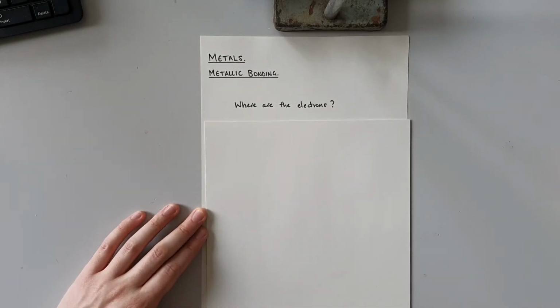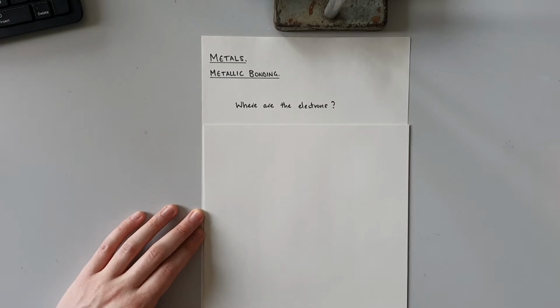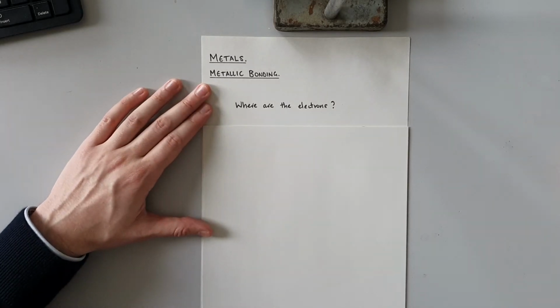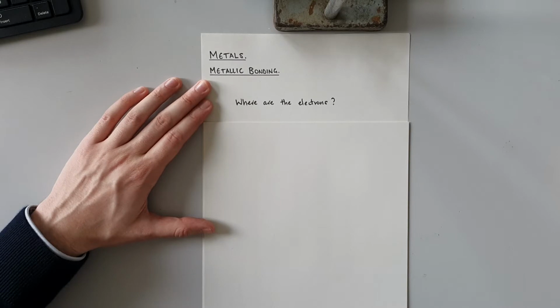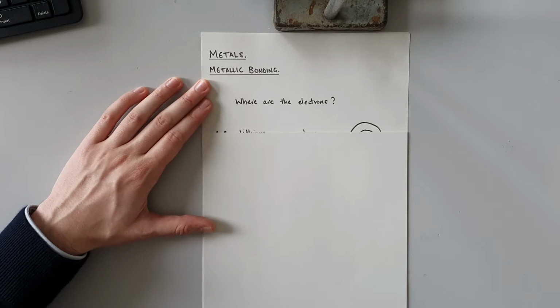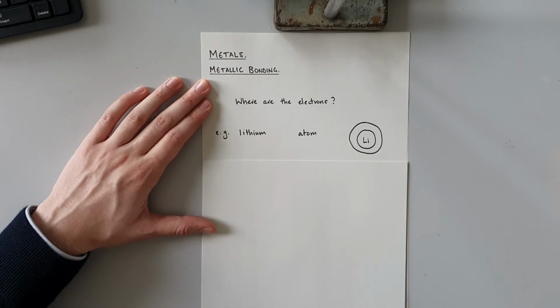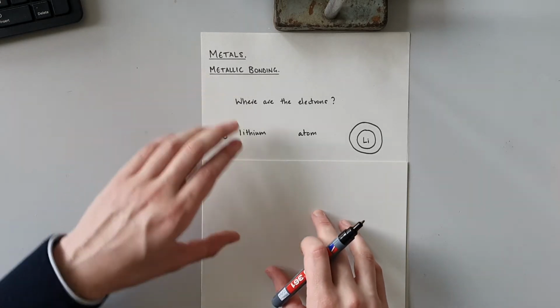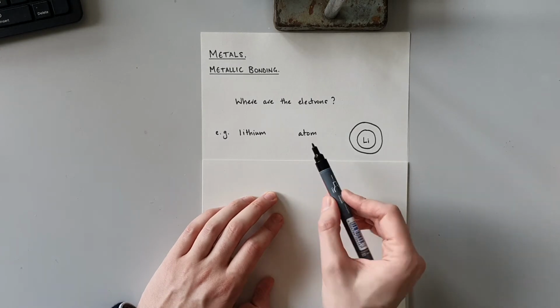So let's run through what we already know about different types of atomic structure, and then we can compare that to how metals have different structures. So if we think about where the electrons are, we can consider an element. Let's just take lithium for example, which happens to be a metal, and let's think about lithium as a single atom to start off with.